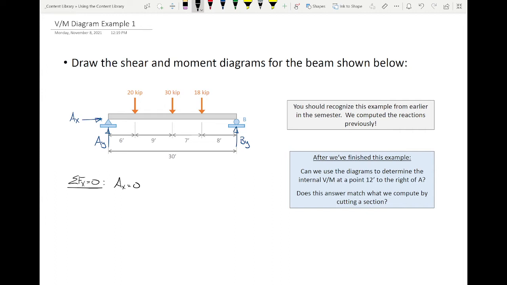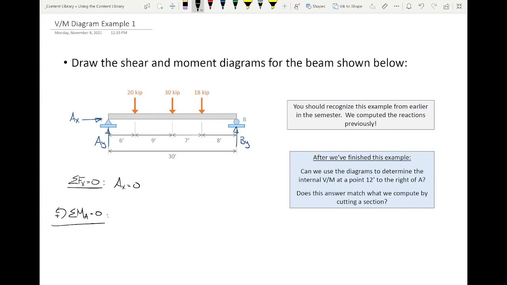Give me a strategy for solving these. Sum the moments at where? A. Okay, we'll sum the moments at A, and that will allow us to eliminate A as an unknown and solve for the reaction at B. So we'll sum the moments at A, and so what do we have?